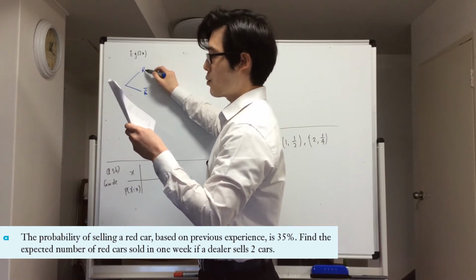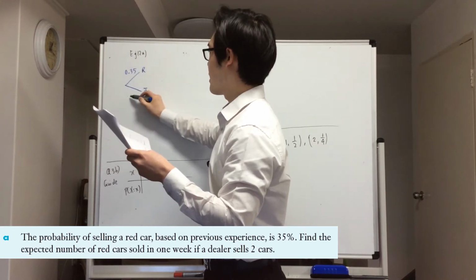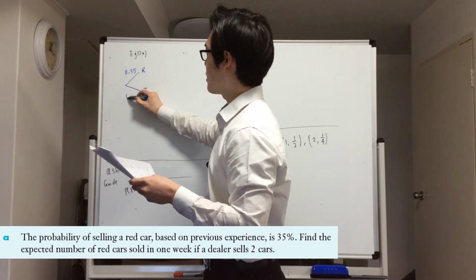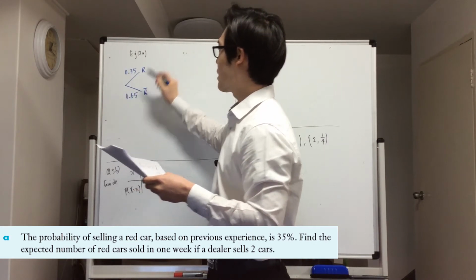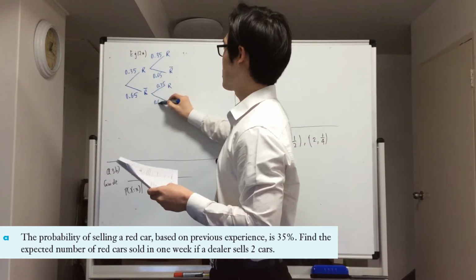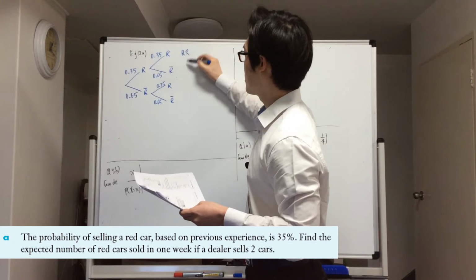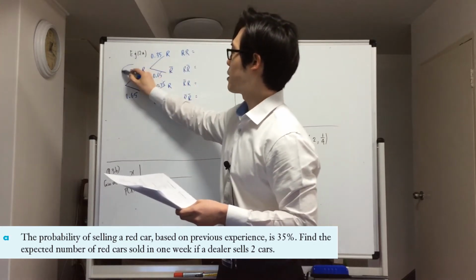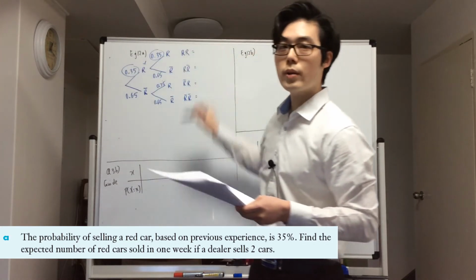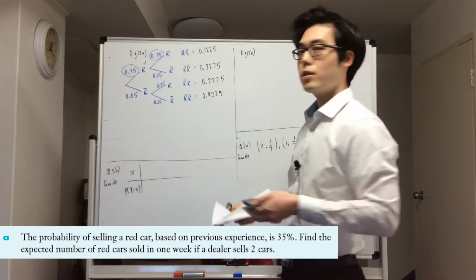And it says based on previous experience, this is 35%, so that's 0.35. Then that means 100 take away 35% is 65%. That's for the first car. And then it says 2 cars, so let's draw another branch. Okay, and let's get the outcomes and the numbers assigned to it. So obviously the first one is that times that. So I'll just quickly get the numbers. Okay, so I've got these numbers.